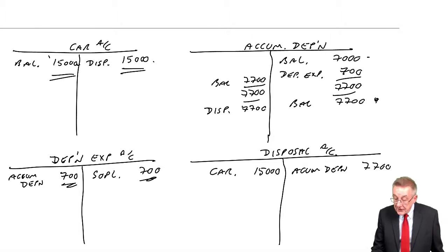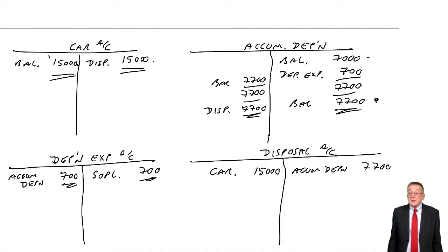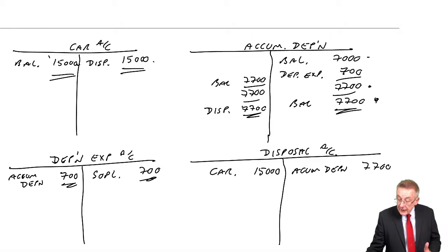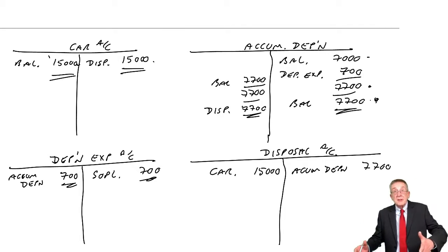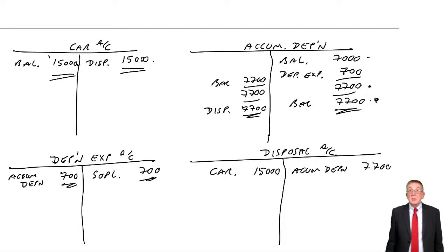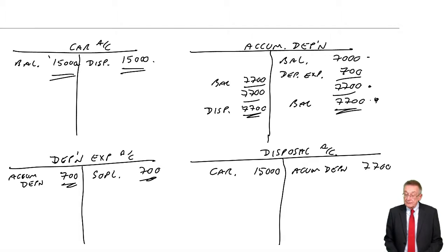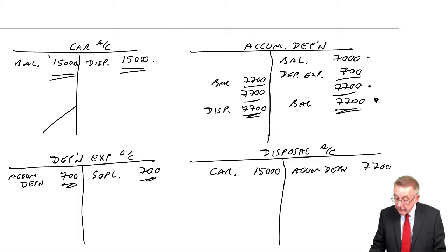And the accumulated depreciation disappeared, the balance is 0. Again, if there were lots of cars, the balance would have been the total of all the accumulated depreciation on all the cars. Remove the accumulated depreciation on the one that's been sold, and the balance left will be the accumulated depreciation on the ones that are still there. Anyway, here we've removed the car, removed accumulated depreciation.